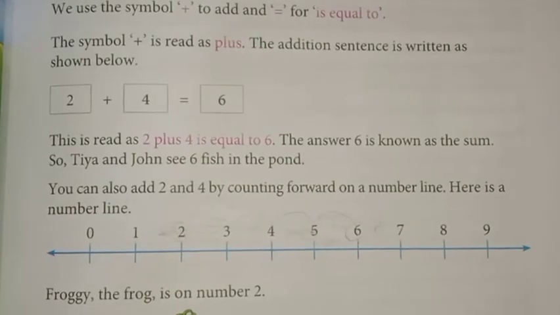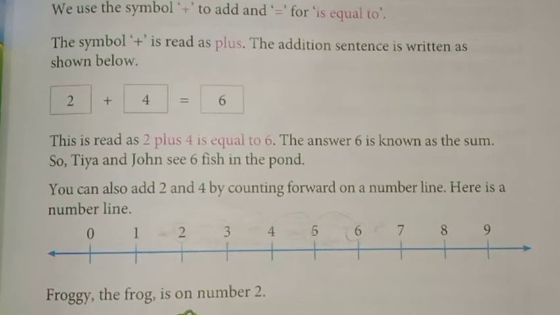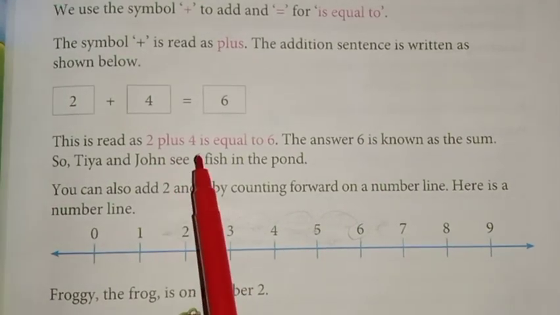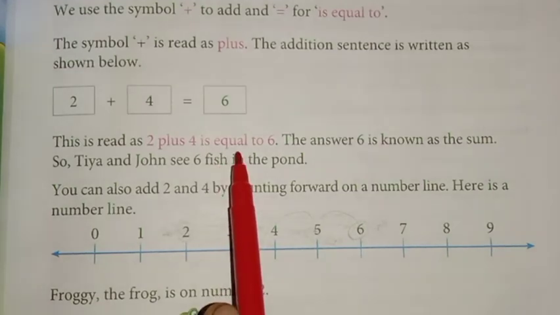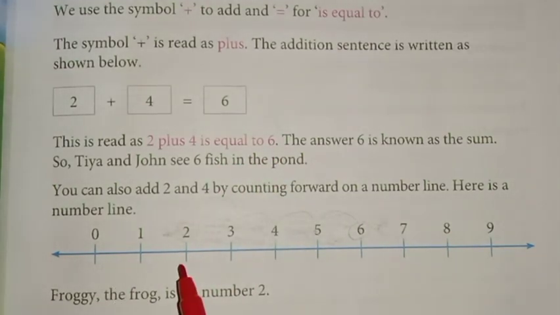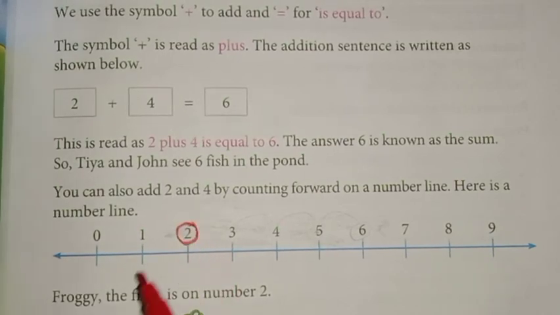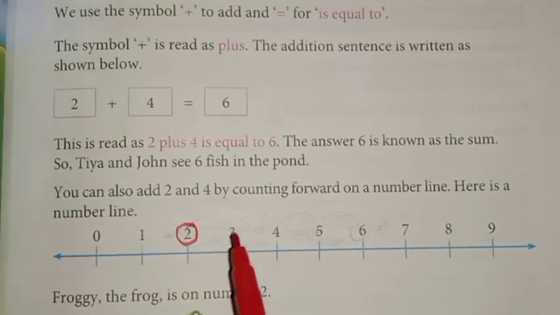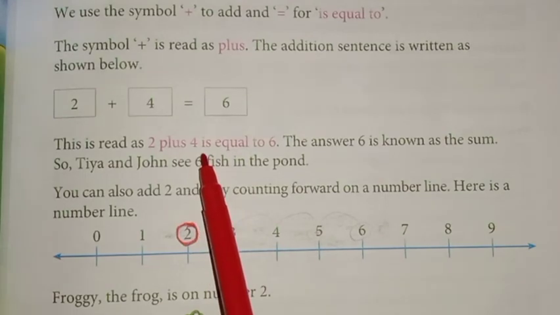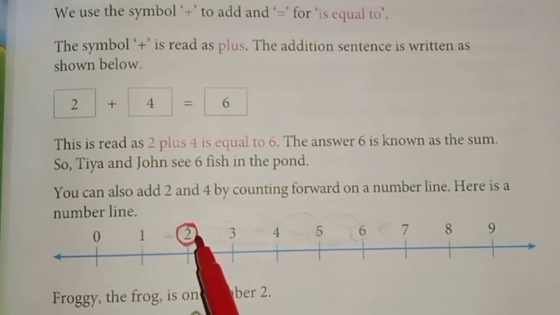Next we can do the textbook question. When you are doing addition using number line, you can use the textbook. Number line is there in page number 47. So here 2 plus 4 equal to 6. So you find 2. Where is 2? Here 2. Then you jump. How many steps forward? Here 2 plus 4. So you jump 4 steps forward.